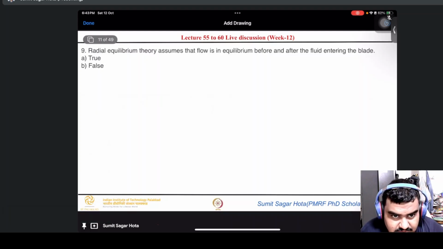Okay, the radial equilibrium theory assumes that the flow is in equilibrium before and after the fluid enters the blade. It's actually a true statement.